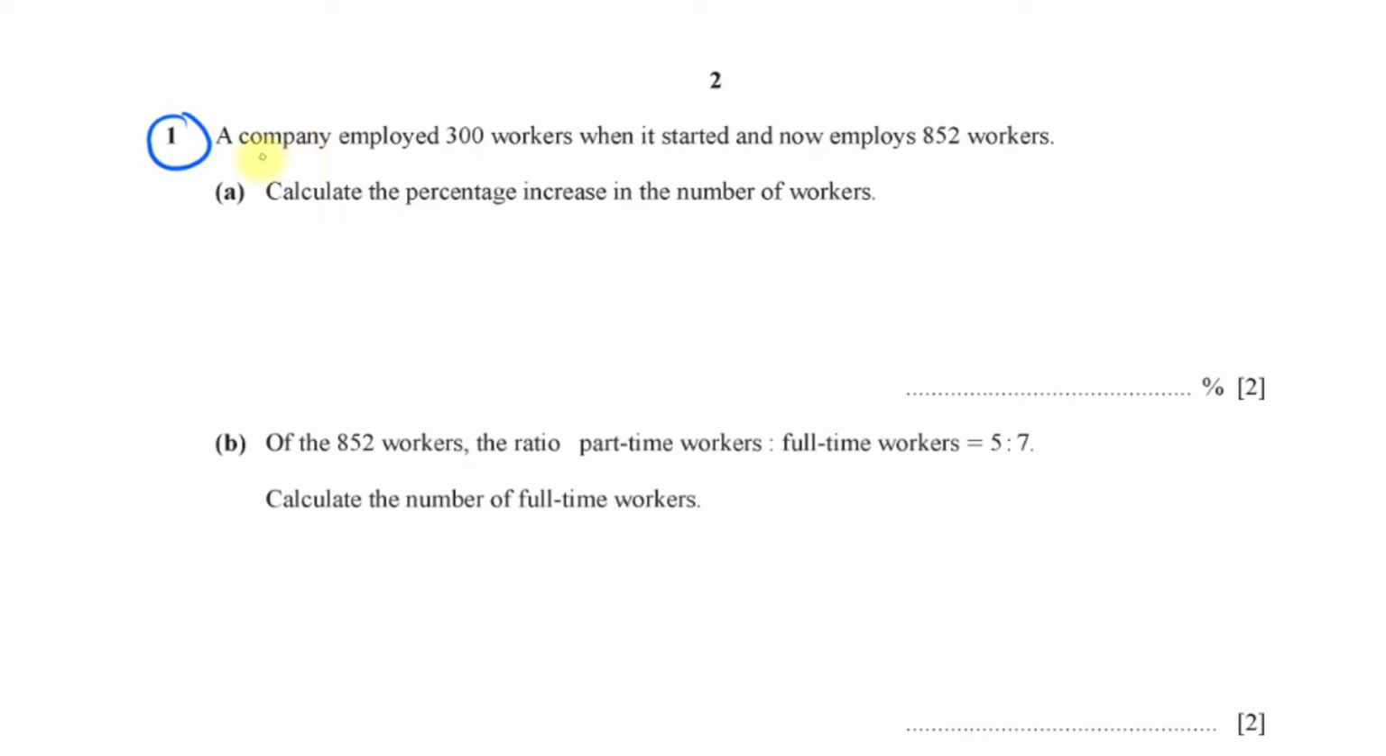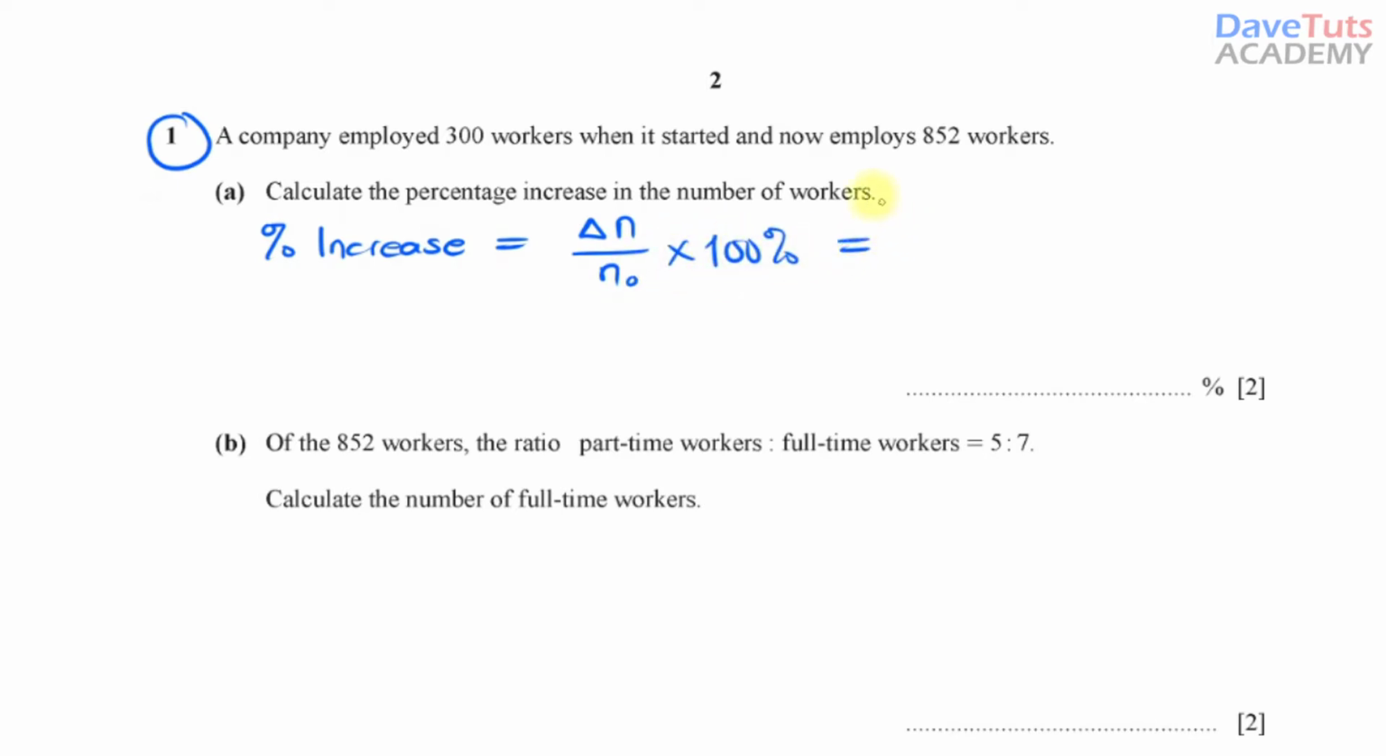Here in our first question, we are told that a company employed 300 workers when it started and now employs 852 workers. Our mandate is to calculate the percentage increase in the number of workers. For us to solve this, the percentage increase that we are asked to get, we can solve by making use of the change in the number of workers over the original number of workers multiplied by 100%. In this case, that change is the difference between the total workers now, which is 852, minus the total workers that started initially, that is 300, over that original number of workers multiplied by 100%.